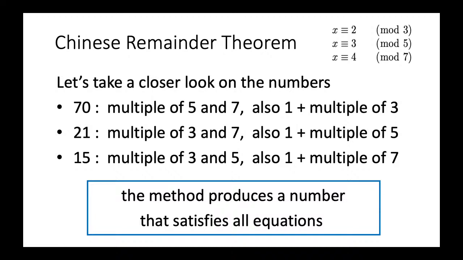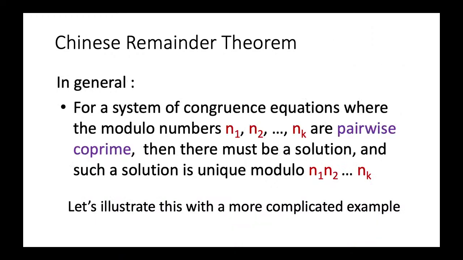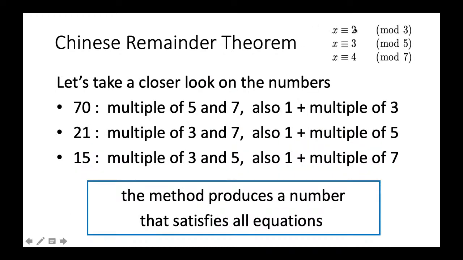And once we have one number, that gives us the complete solution. We find that number, and then the solutions are all those numbers that are the same as this number modulo 105. Now in general, we can extend this technique with the following observation. Suppose that we have a system of congruence equations. This system has 3 congruence equations together.